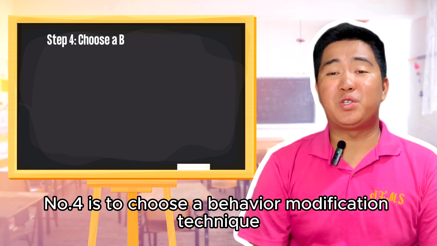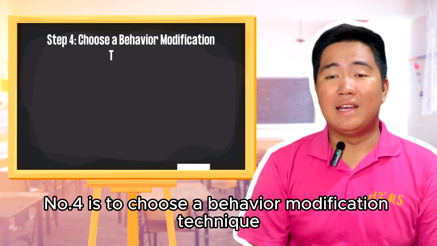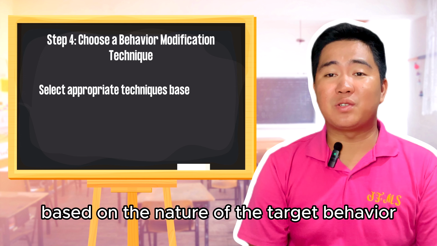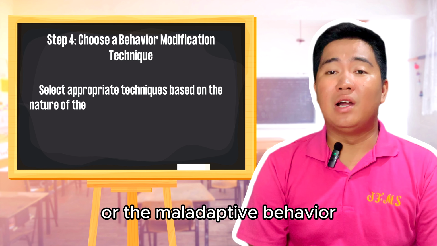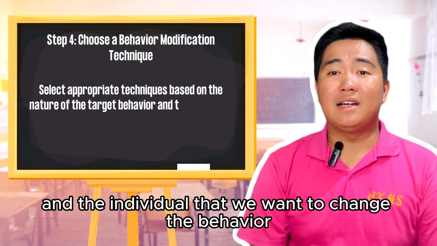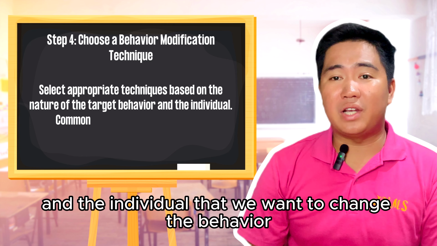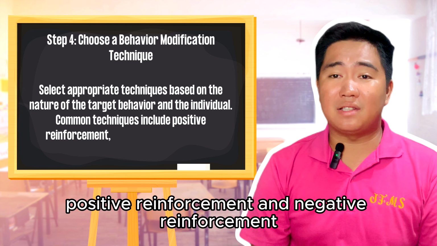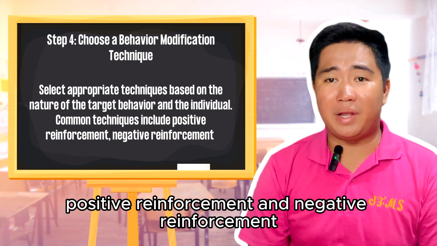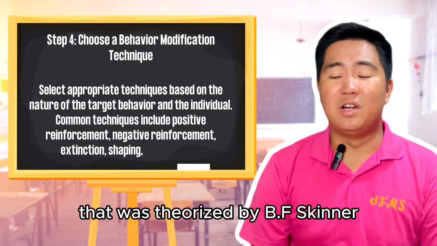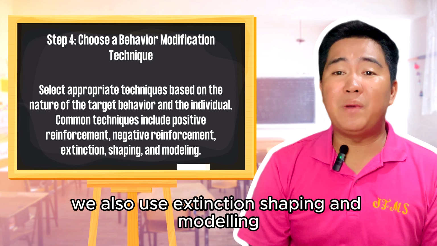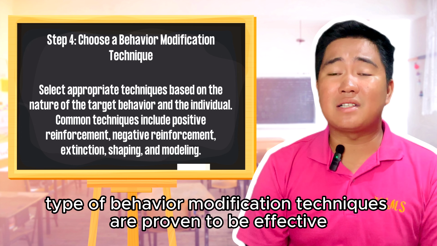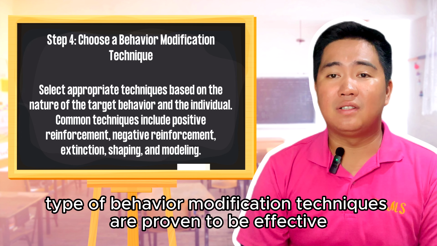Number 4 is to choose a behavior modification technique. It is very important that we select appropriate techniques based on the nature of the target behavior or the maladaptive behavior and the individual that we want to change the behavior. The common techniques used in behavior modification include positive reinforcement and negative reinforcement that were theorized by B.F. Skinner. We also use extinction, shaping, and modeling. Those types of behavior modification techniques are proven to be effective.